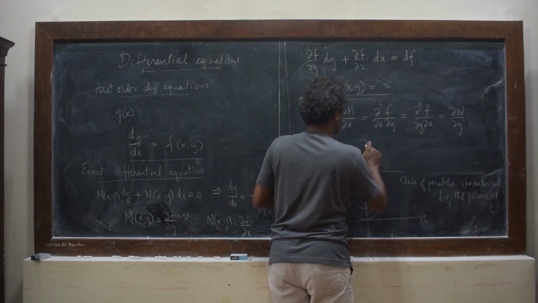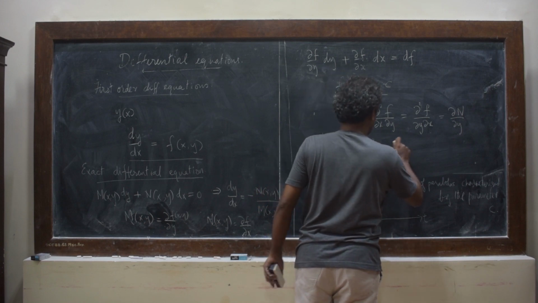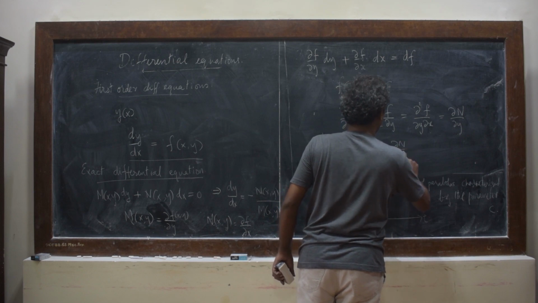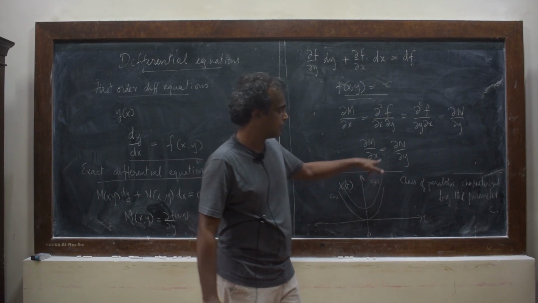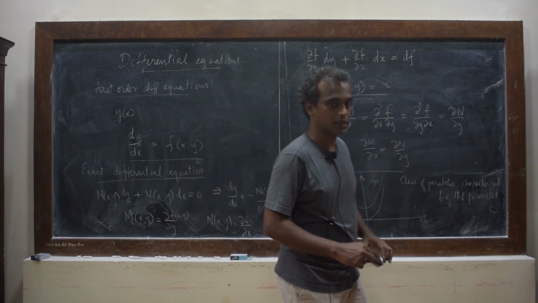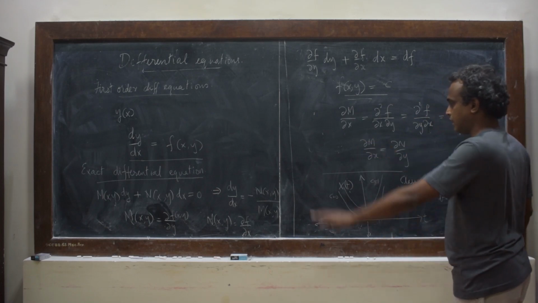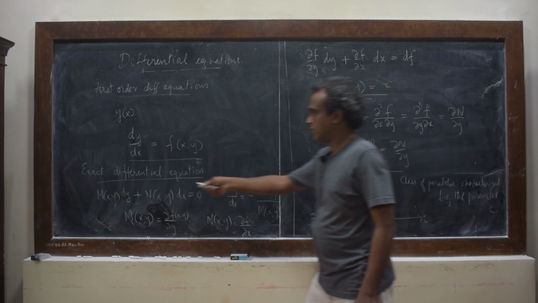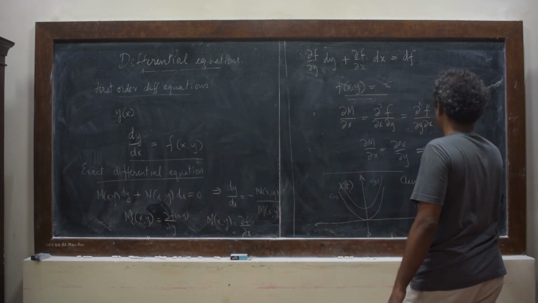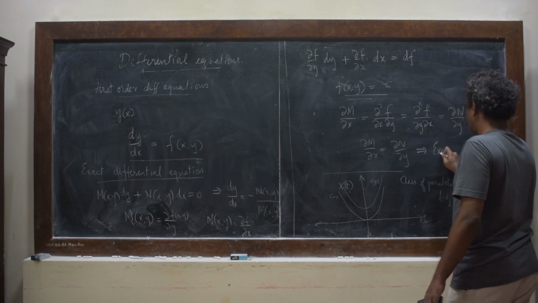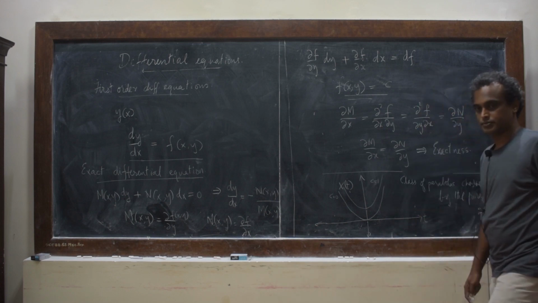So, if m and n were of this form, it is necessary for them to obey the condition that del m by del x is equal to del n by del y. The partial derivative of m with respect to x must equal the partial derivative of n with respect to y. If this condition is obeyed, then we identify that differential equation to be an exact differential equation. So, this is the condition for exactness of the differential equation.